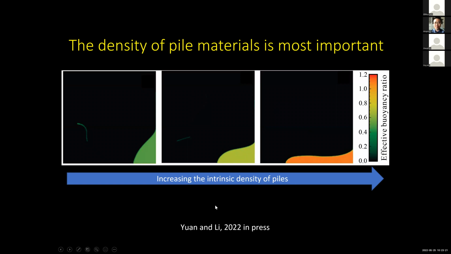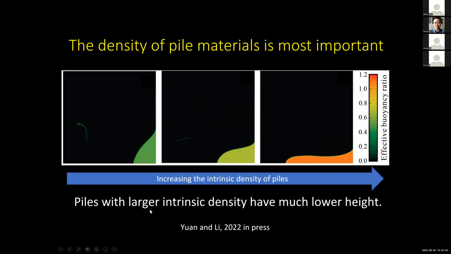The most important parameter is the intrinsic density of the pile material. From left to right, across three figures, we increase the density of the thermochemical pile. It makes perfect sense, because if you increase the density of some material, it becomes very difficult to push it up to really high topography. So it's not surprising that as we increase the density of the pile, the height becomes much smaller. The conclusion is that the density of the pile material is the most important: piles with larger intrinsic density have much lower height.